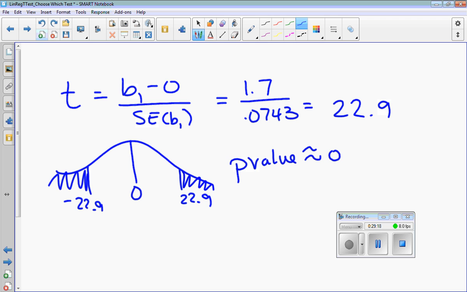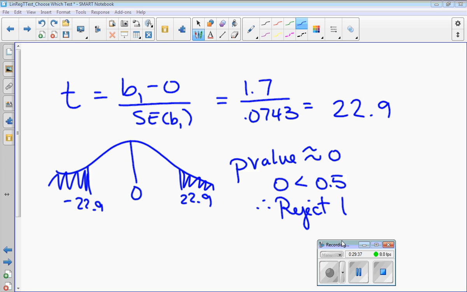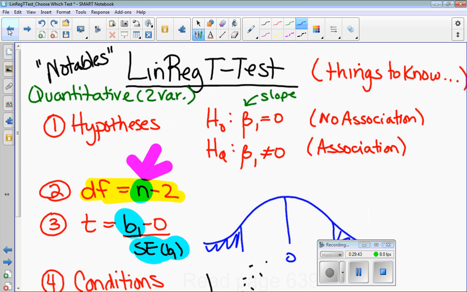So what are we going to say, that it's small or large? Very small. So we're going to say it's very small, less than 0.05. Therefore, we're going to reject the null. And what would we say in the context of the problem? We reject the null. There is an association between, and the variables in context were, let's go back and look at it, waist size and body fat. That kind of makes sense, right? I don't know very many people with a small waist size that have a really large body fat, or vice versa.